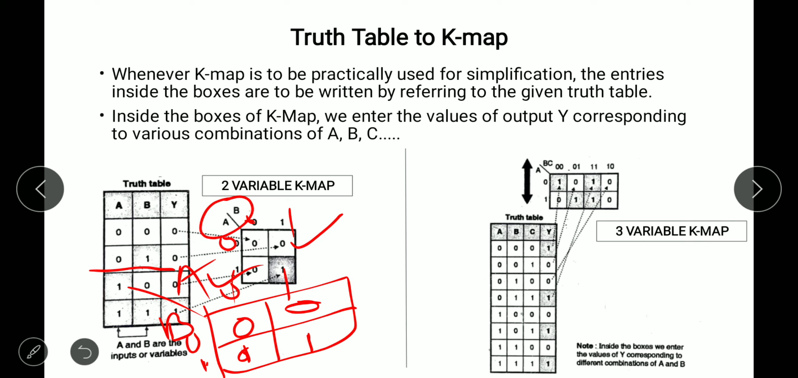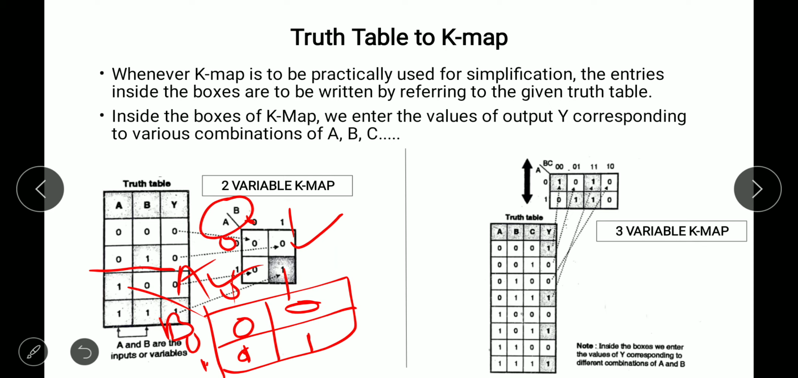So what sequence has changed? Here it is M0 M1 M2 M3, and here M0 M2 M1 and M3. This sequence will change. So you can write the K-map like that.